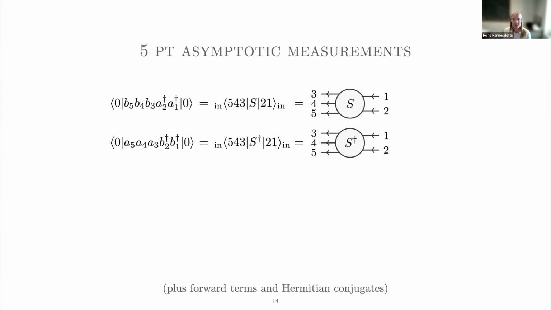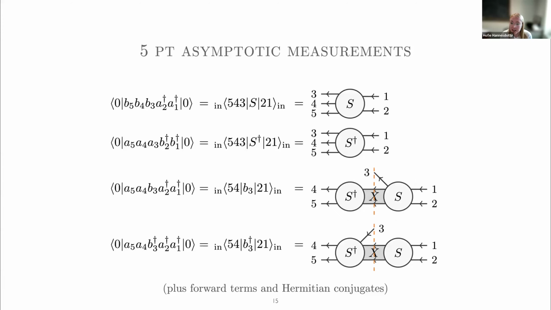Okay, this is actually all we can have at 4 points, but what about at 5 points? At 5 points, we can again write down the S matrix for 1, 2 going to 3, 4, 5, and the S dagger matrix for 1, 2 going to 3, 4, 5. That's fine. But now we can start having these new things. So for example, we can write down A1 dagger, A2 dagger, and then a B operator, a future operator, followed by two past annihilation operators acting on the vacuum on the left.